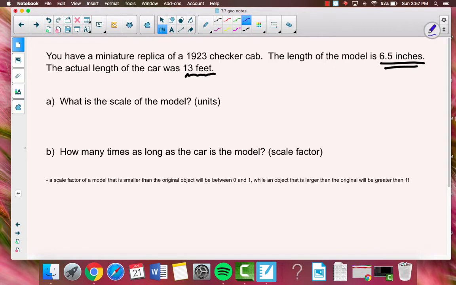In part A, it says, what is the scale of the model? So remember, scale can have units. So I'm going to go ahead and write the information that we have as a ratio. So 6.5 inches over 13 feet.